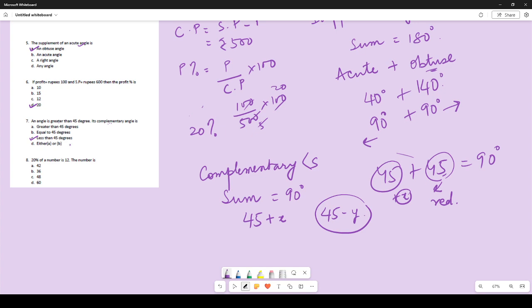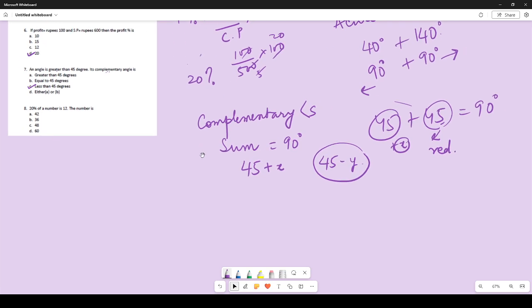Either A or B, no. It cannot be greater than 45 degrees, it cannot be equal to 45 degrees, it has to be less than 45 degrees. Okay, so now let us move on to the next question.